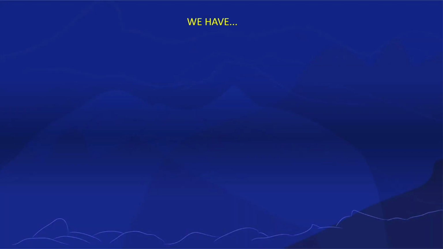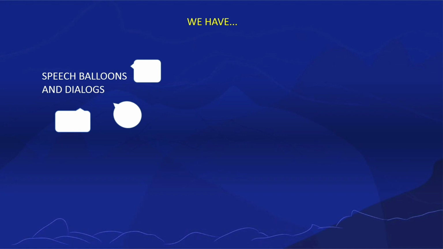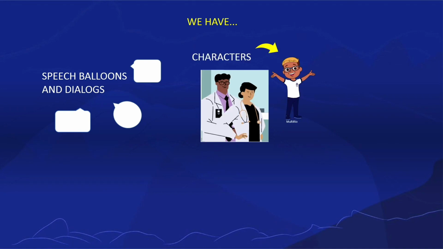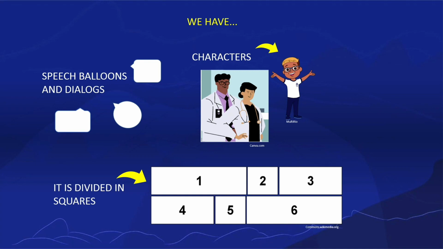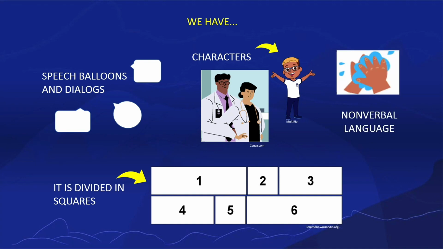Como você sabe que isso é uma página de história em quadrinhos? We have some characteristics that show it is a comic book page. Let's see. We have speech balloons and dialogues. We have characters. It is divided in squares. And we have non-verbal language.